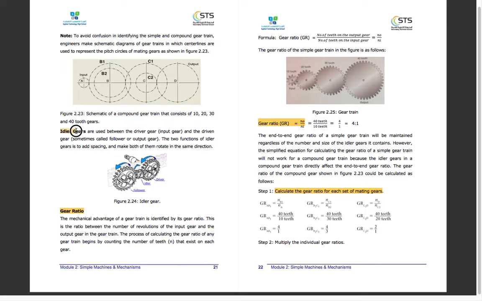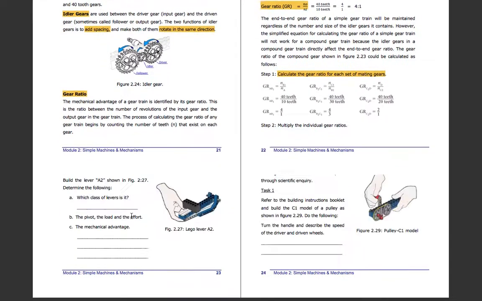One more thing. What is an idler gear? A gear that's stuck in the middle of two gears is called an idler gear. What is the job of it? It adds spacing and it makes them rotate in the same direction. If this gear was not here, then this would move anti-clockwise and this would be opposite. So this would become clockwise. But because of the idler gear, now both are moving anti-clockwise.